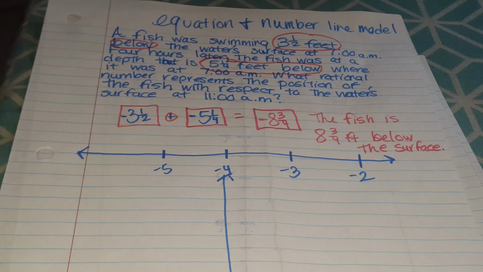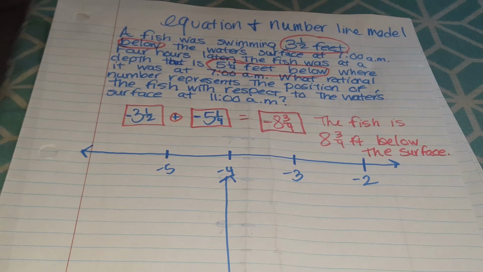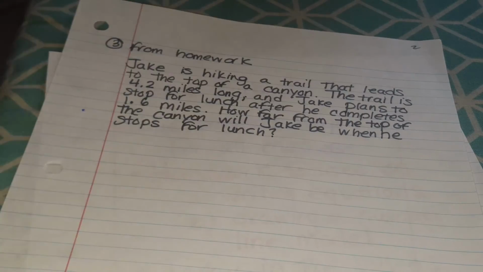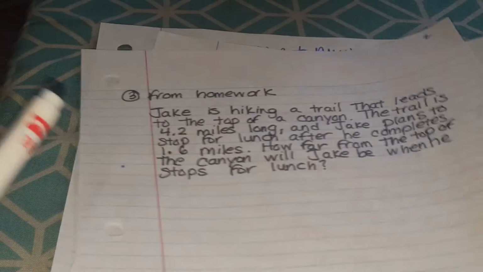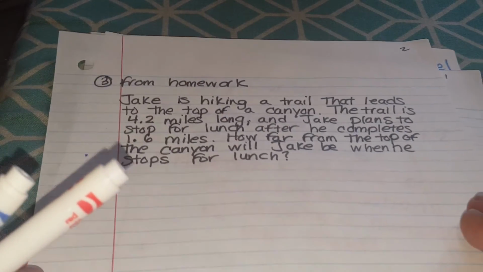Remember, when I add two negatives, a negative plus a negative gives me an even smaller negative number. So this fish is even further away from the water surface than when he started. Hopefully that makes sense to you. That's an addition example. Let's do number 3 from the homework, which is a subtraction example.